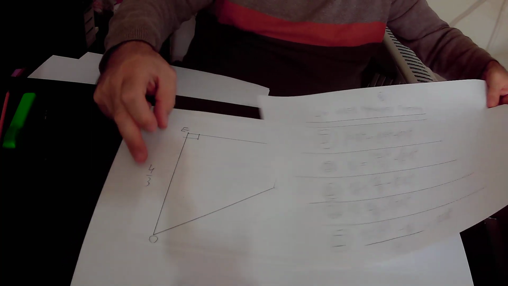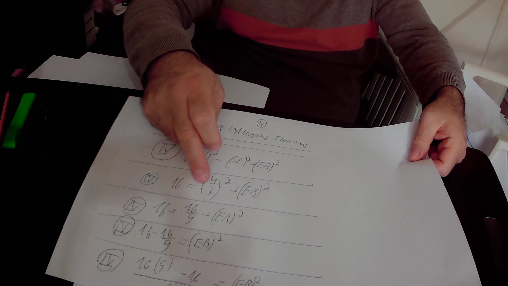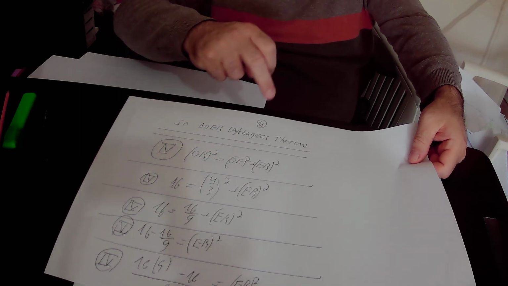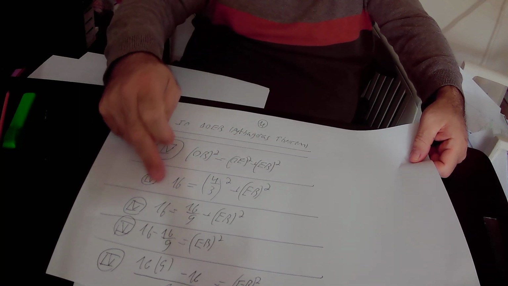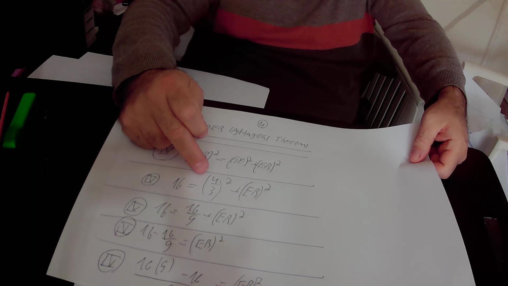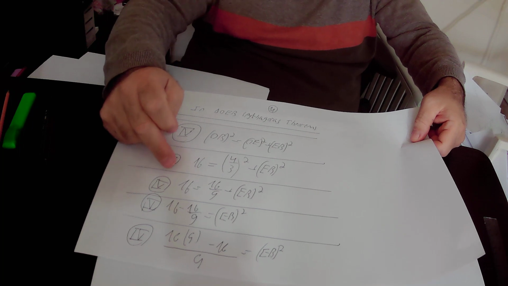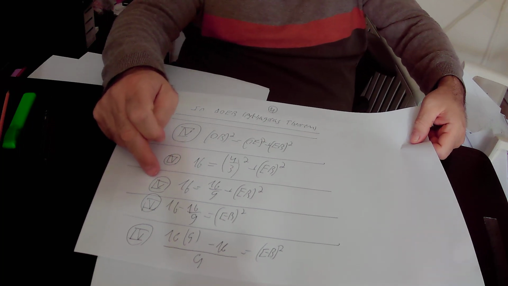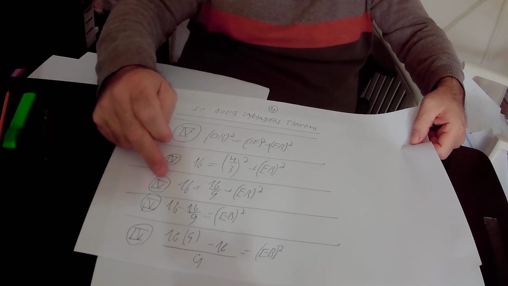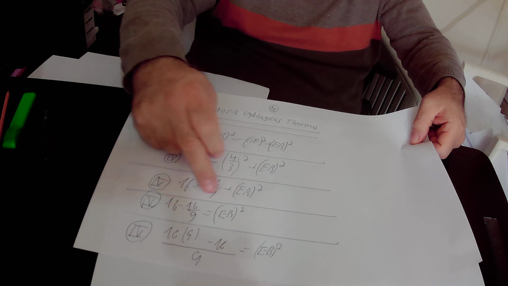OE equals 4 over 3, so OE square equals 4 over 3 square, plus EB square. So 16 equals 4 over 3 square, which is 16 over 9, plus EB square. We subtracted 16 over 9 from this equation, equation number 4, and we got that 16 minus 16 over 9 equals EB square.